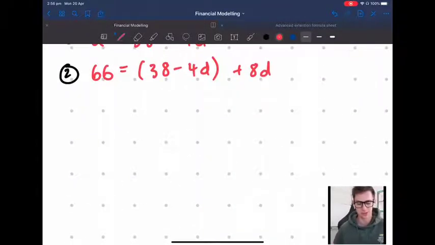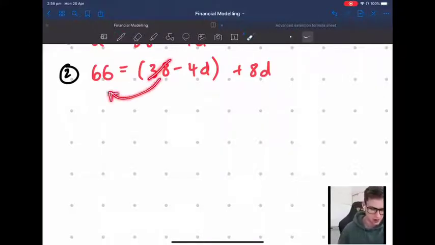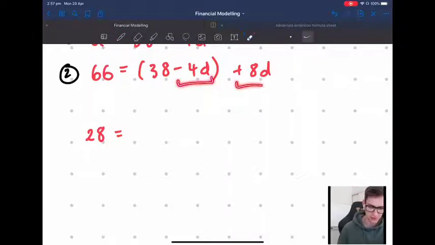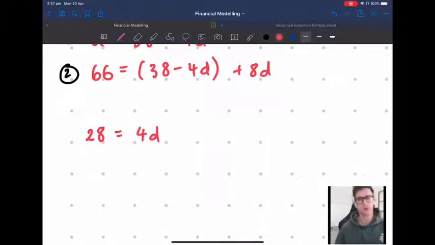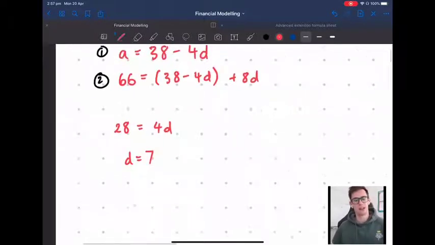Okay, so now what I'm going to do is solve for D. I'm going to do a couple steps in one. I'm going to subtract that 38 across from 66, and I should hopefully get 28 if my math checks out. And then I've got minus 4D plus 8D. That should just be 4D. Then I'm going to divide this 4 across on the other side, and I'm going to get D equals 7. Cool, that's the common difference for this sequence.